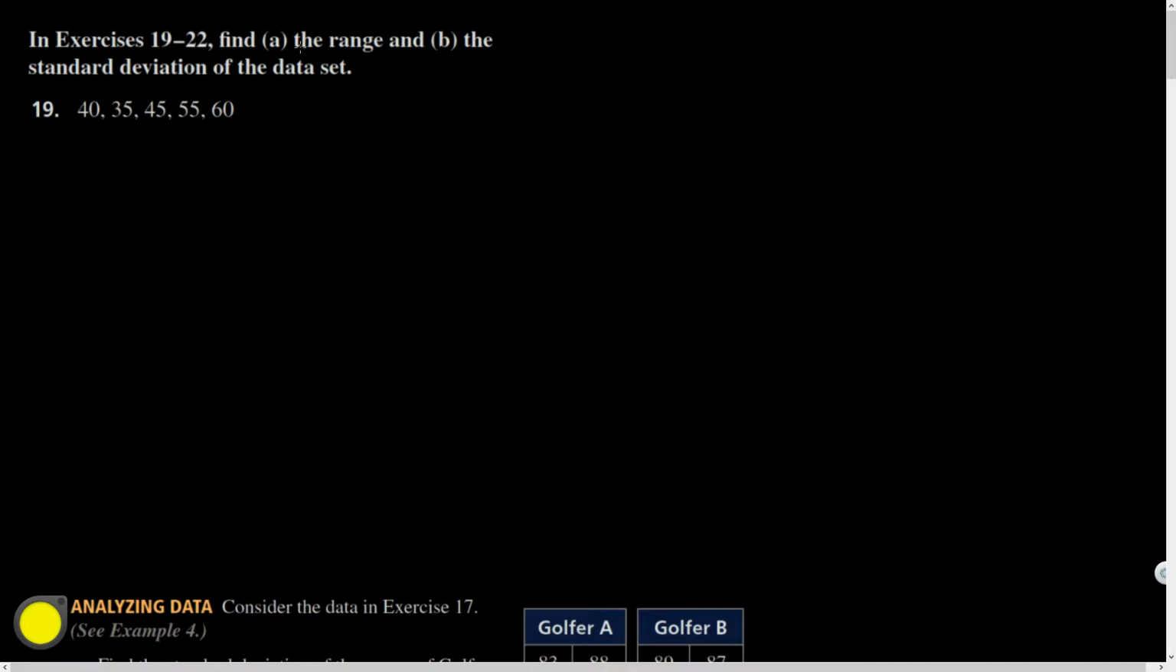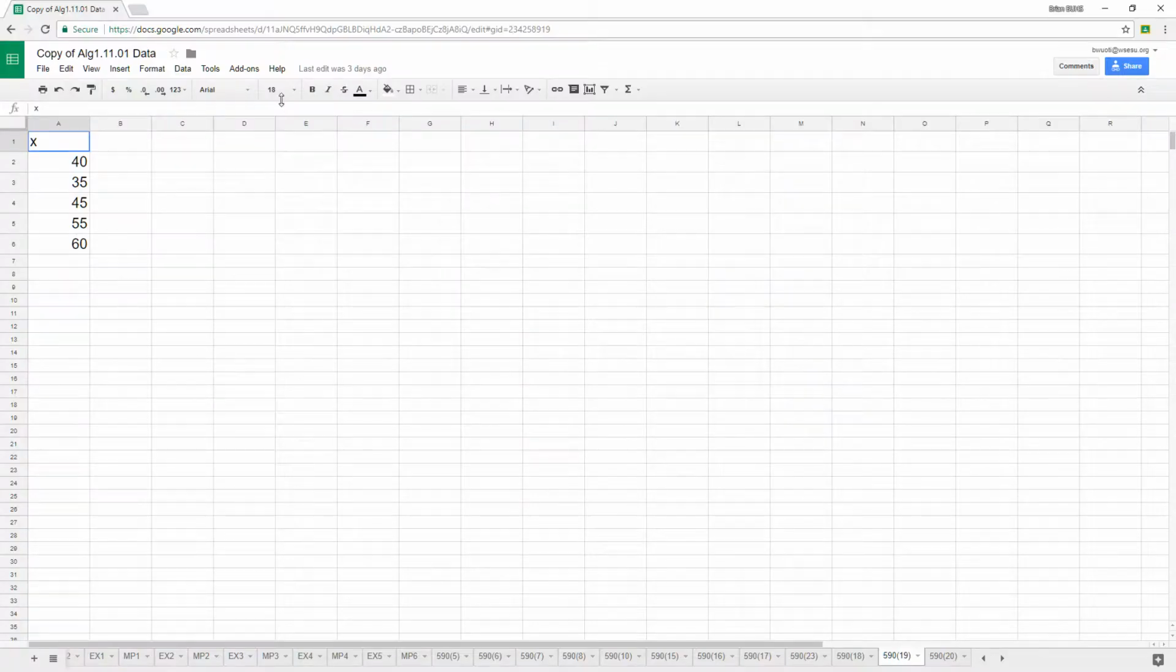So here's a data set. It says find the range and the standard deviation of the data set. So I have this data here. You guys can just follow along today. If I want to find the range, actually, isn't that tough to find. Actually, wait a minute, guys. Bad news, bears. There's no range formula here.